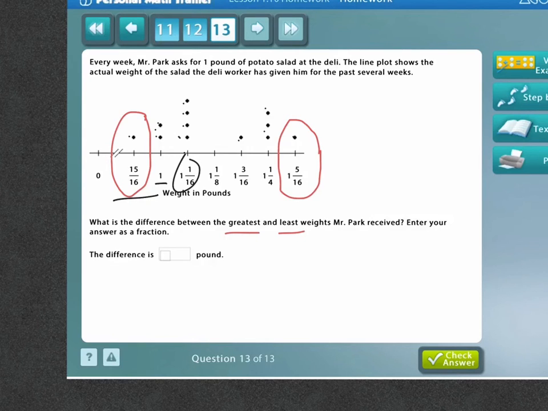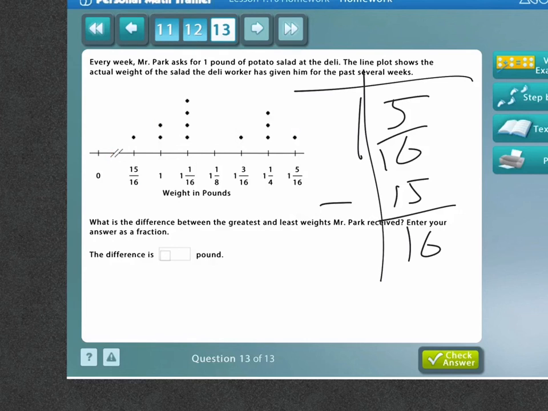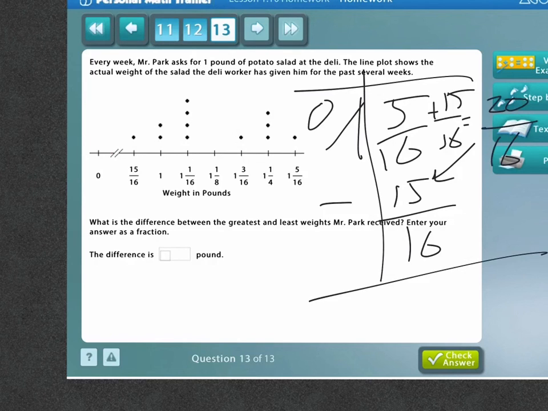So you find the difference between the greatest, 1 and 5/16, and the least, 15/16. So when I rewrite the problem, I have 1 and 5/16 minus 15/16. I don't have enough 16ths here to take away 15, so I rename this fraction, leaving me 0 wholes. I add 16/16 to that, leaving me 21/16, and then I can subtract 15/16, and that leaves me with 5/16. So 5/16 is the difference in pounds of the potato salad that he got between the greatest and least.